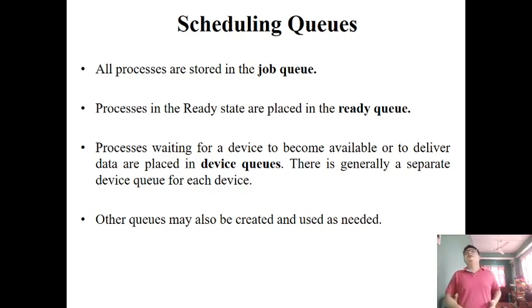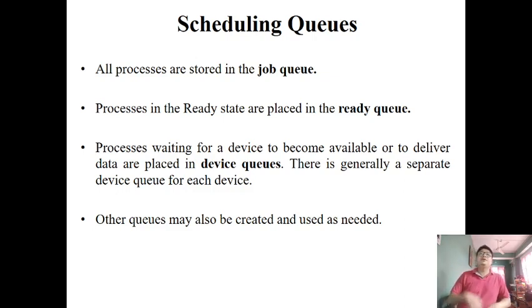Job queue: whenever a process is created, all the processes will be stored in a job queue, and whenever any process is ready for execution, it will be brought from the new state to the ready state. In the ready state, a ready queue is maintained, where all the processes which are ready for execution but the CPU is not available will be stored in a queue called the ready queue.